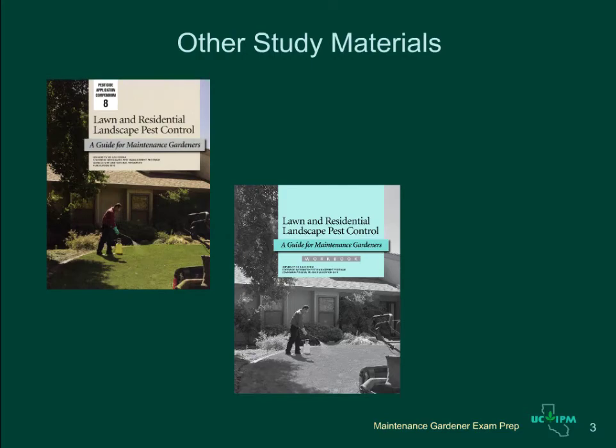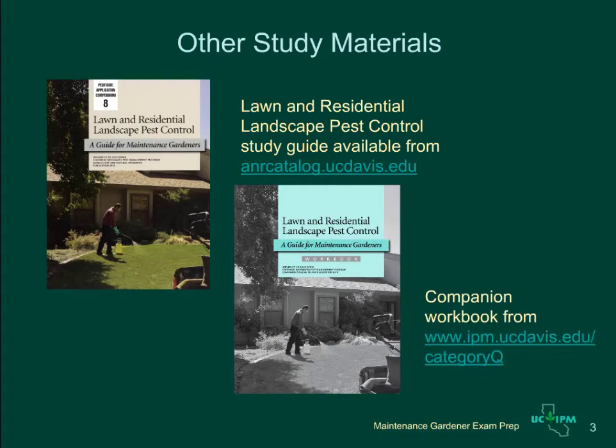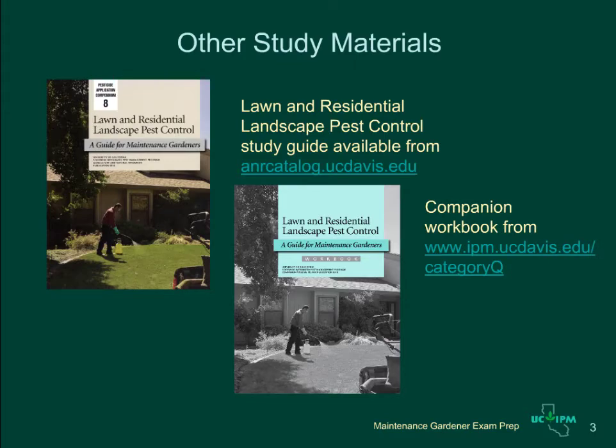These two publications will help you prepare for the exam. The Lawn and Residential Landscape Pest Control book is the official study guide for this category. You can purchase this book from the University of California ANR online catalog or from some county University of California cooperative extension offices. The companion workbook may be downloaded for free from the University of California IPM website. It contains practice exercises that will help you prepare.